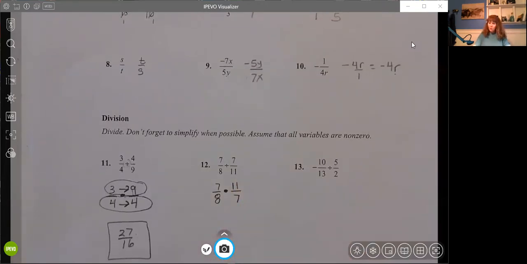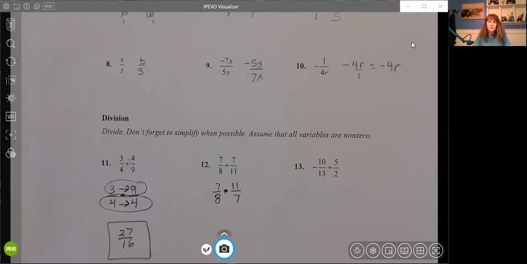All right. So again, we have copy dot flip, where the flip is the reciprocal. So this is one of the applications of the reciprocal. You always do this step first when you're dividing fractions. Then you reduce if possible.